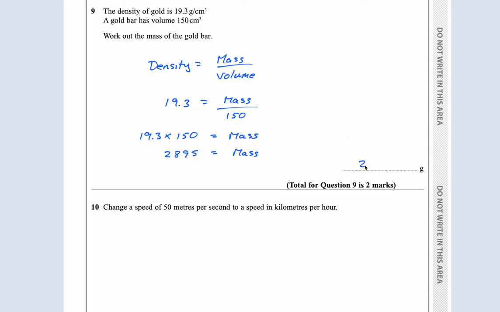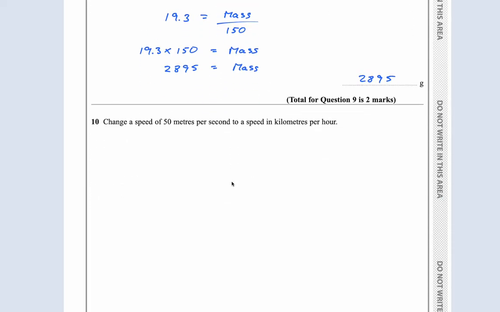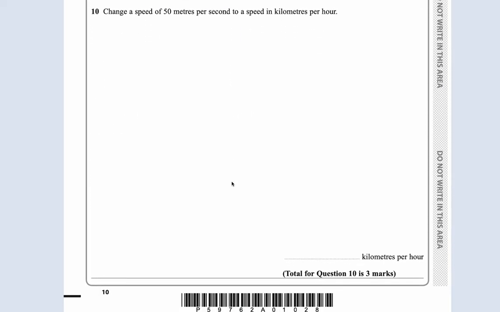2895 grams. 2895. Okay, question 10. Change 50 meters per second to kilometers per hour. Okay, 50 meters per second. What you gotta do, guys, is change the meters to kilometers and the seconds to hours. Let's first do the seconds to hours. So 50 meters per second is the same as, I've done this question a number of times, guys.